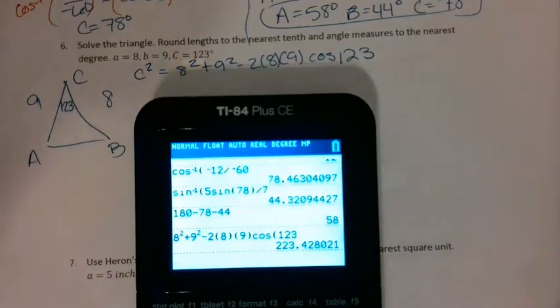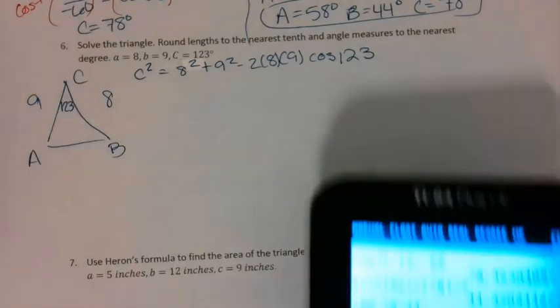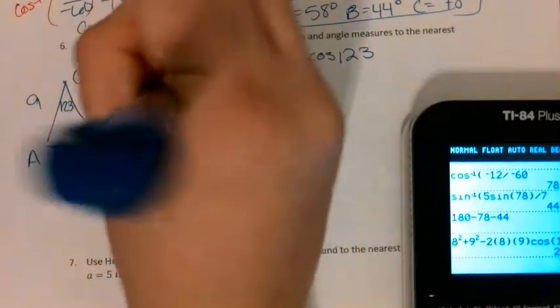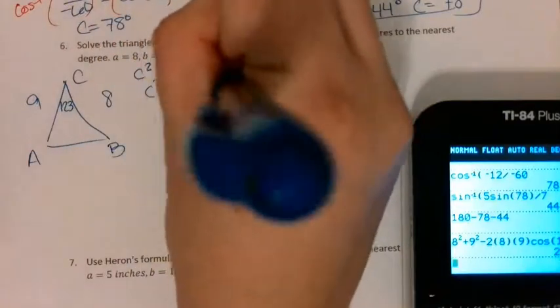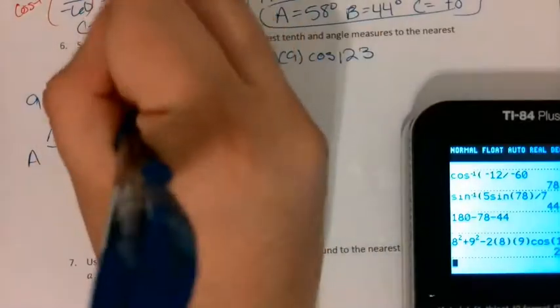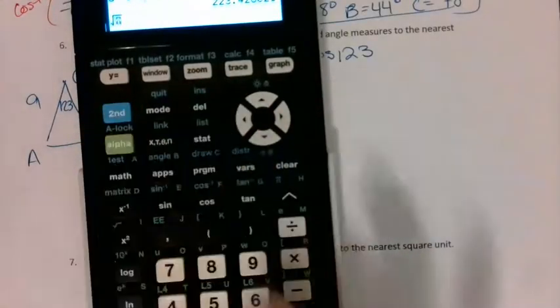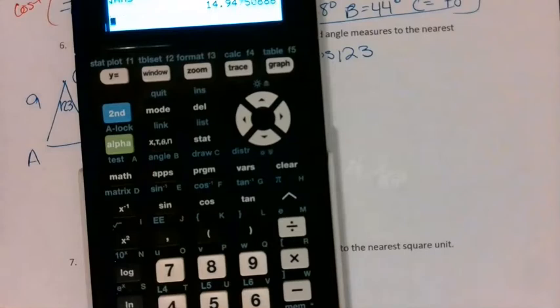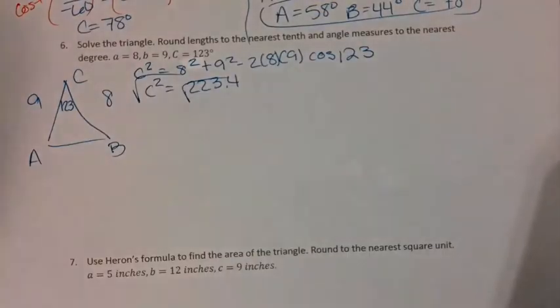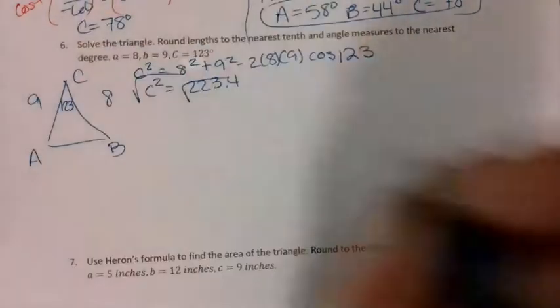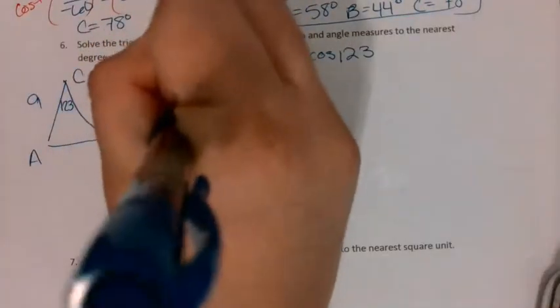Gives me 223.4. But this is not my final answer because C is squared. So then I'm going to take the square root of that. So if I go second square root, second answer, gives me 14.94. That's a side length, so that's fine. C equals 14.9.